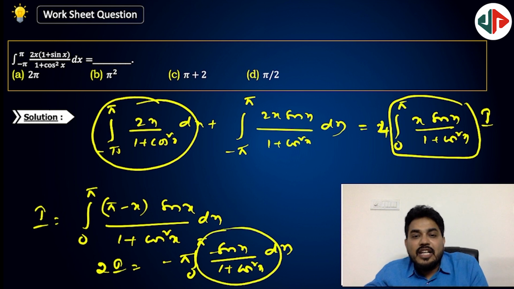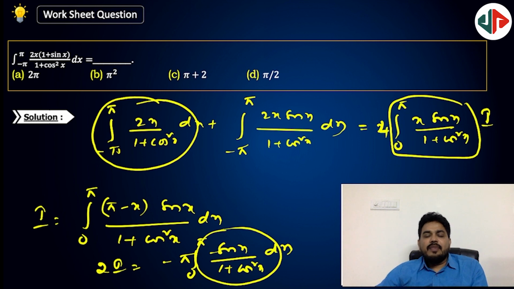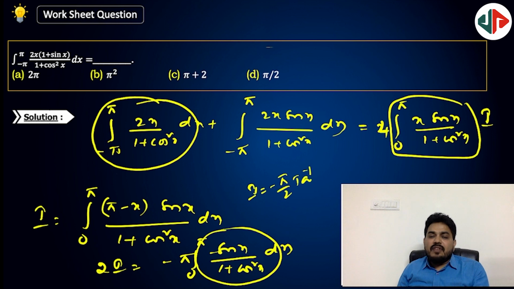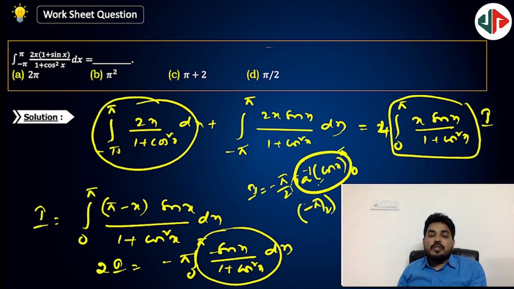Tan inverse of cos x. Okay, so tan inverse of cos x, you take that value. So I is equal to minus pi by 2 tan inverse of cos x with limits 0 to pi. When I substitute pi, this value is minus pi by 4, and when 0, it is cos 1, again pi by 4. So this value will be minus pi by 4 minus pi by 4, minus pi by 2. So minus of minus, this value will be pi square by 4.